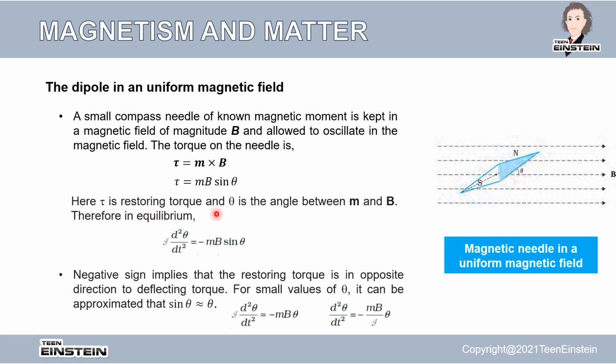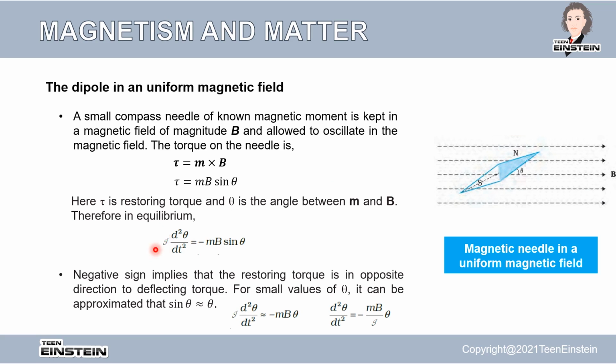Here tau is the restoring torque and theta is the angle between M and B. When we say restoring torque, it is similar to a spring force. For example, if you extend a spring, the spring comes back to its original position, so there is a force that restores the original position. That is the restoring force. Similarly, if you rotate this magnetic moment or compass, it tries to come back to its equilibrium position. That is what we call restoring torque.